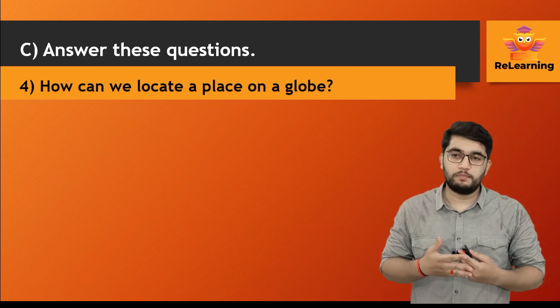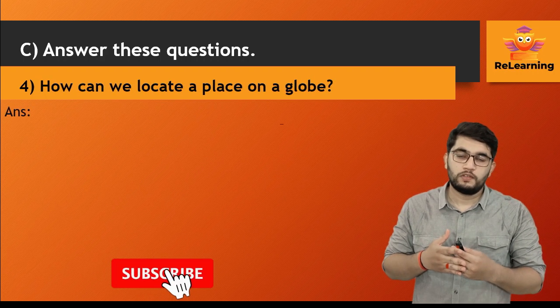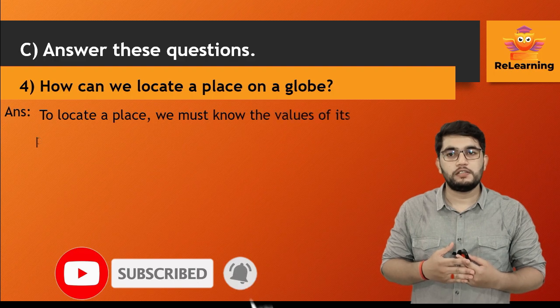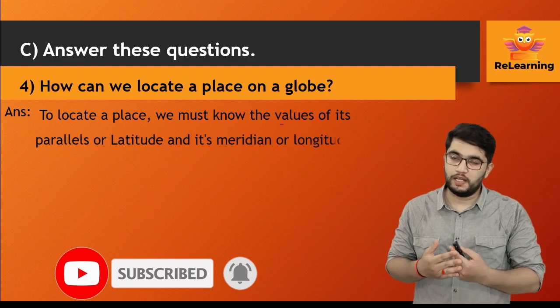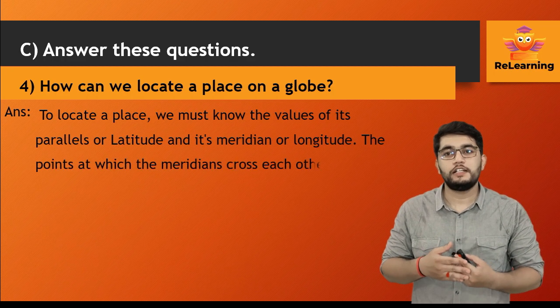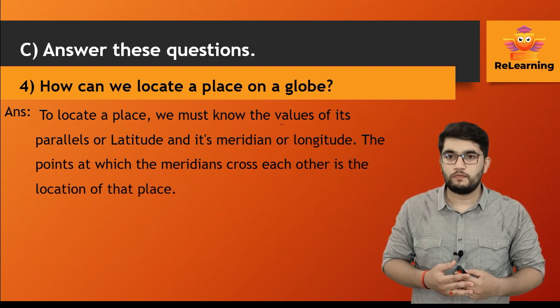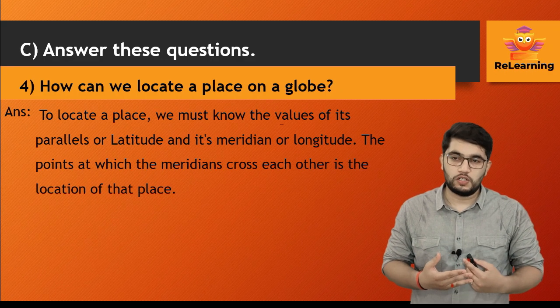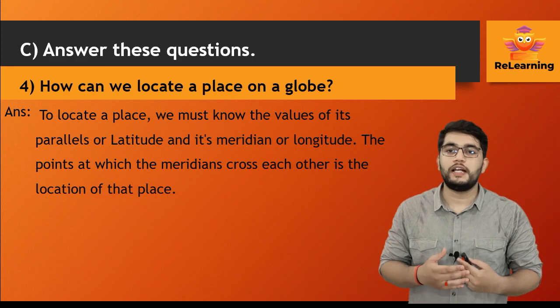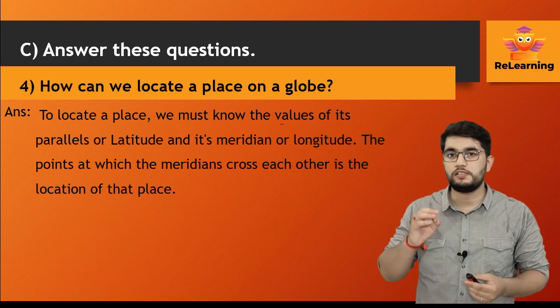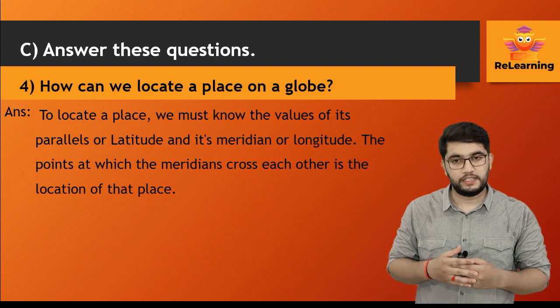How can we locate a place on a globe? Answer is, to locate a place, we must know the values of its parallel or latitude and its meridian or longitude. The point at which the meridian and parallel cross each other is the location of that place. We have studied about this in a grid. Getting it? Let's see the next one.